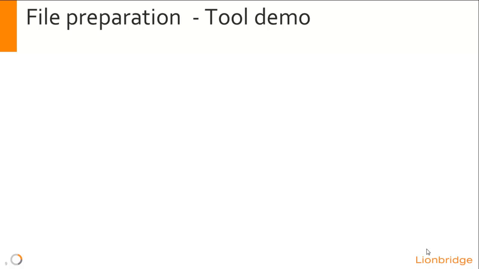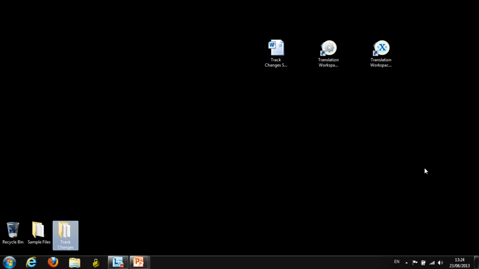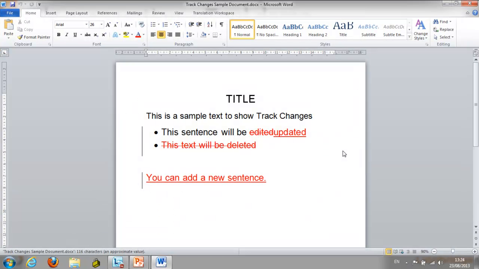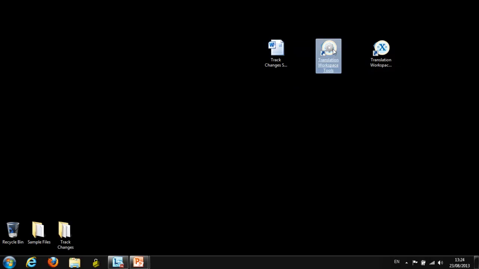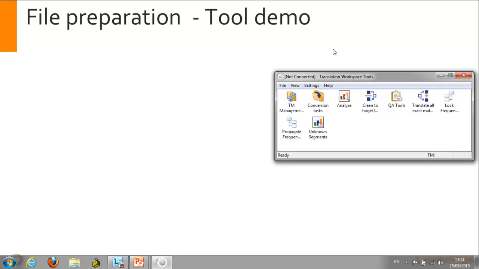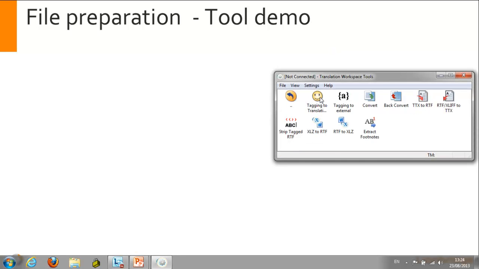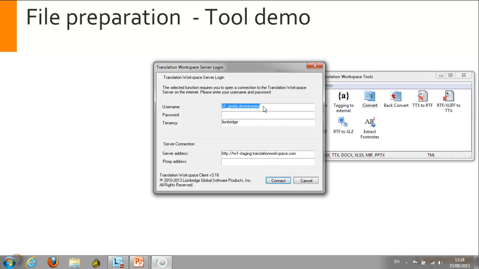Let's go through the process of preparing files in the tool. On my desktop, I have a sample file which has track changes on it. This is the file we are going to convert from docx to XLCID. To do this, we are going to open Translation Workspace Tools, click on Conversion Task, click on Convert, and log in.